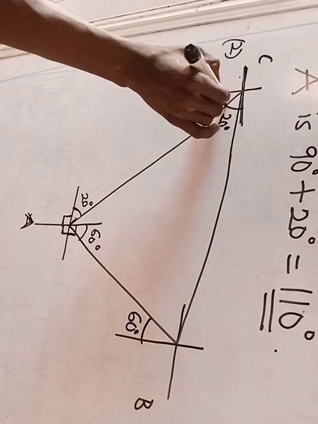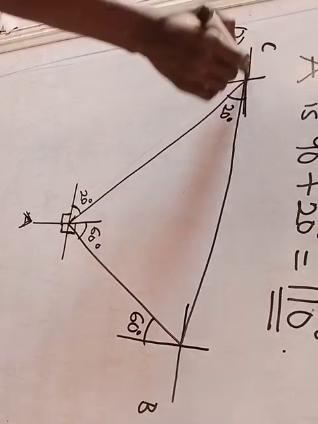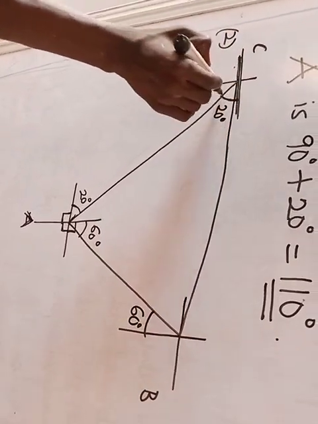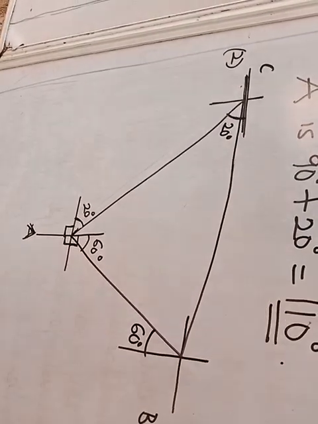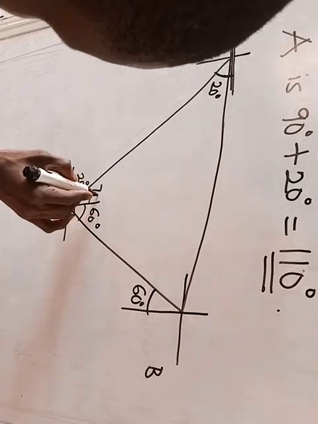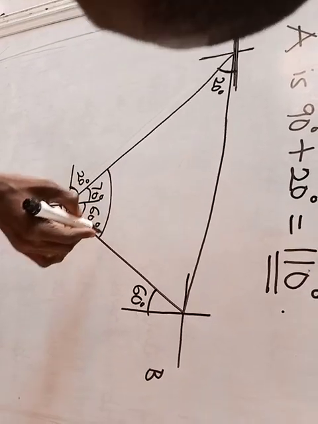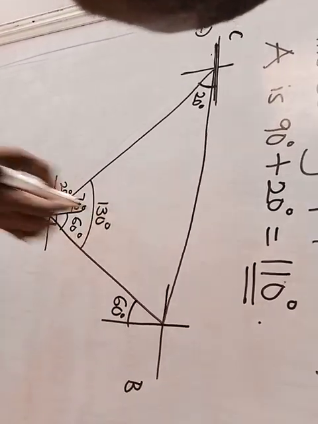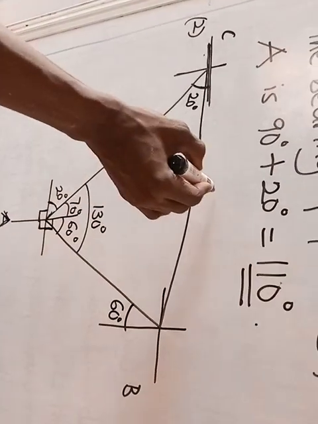Let's not forget that from this line, this angle is 20 here. So now having gotten this place will be 70. That's 90 altogether. So altogether this is 130 degrees. So at this point A, the angle will be here now.